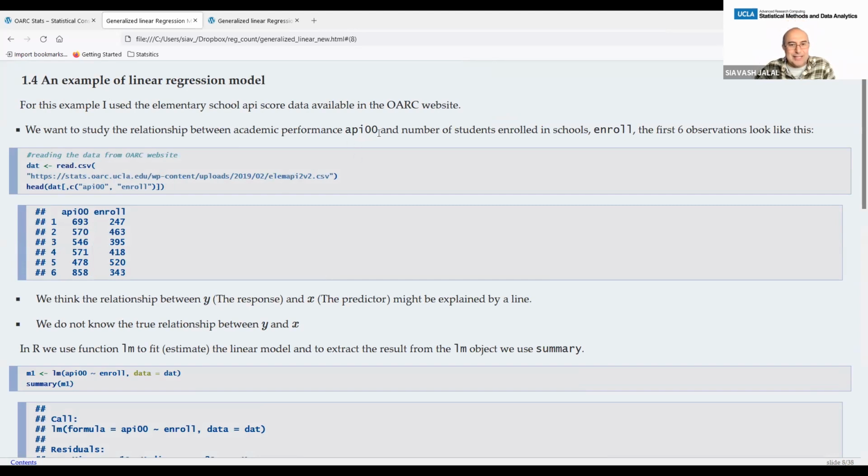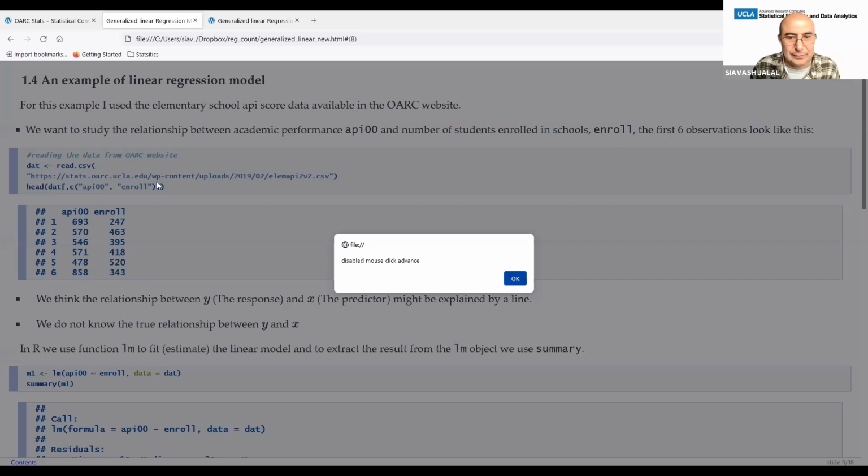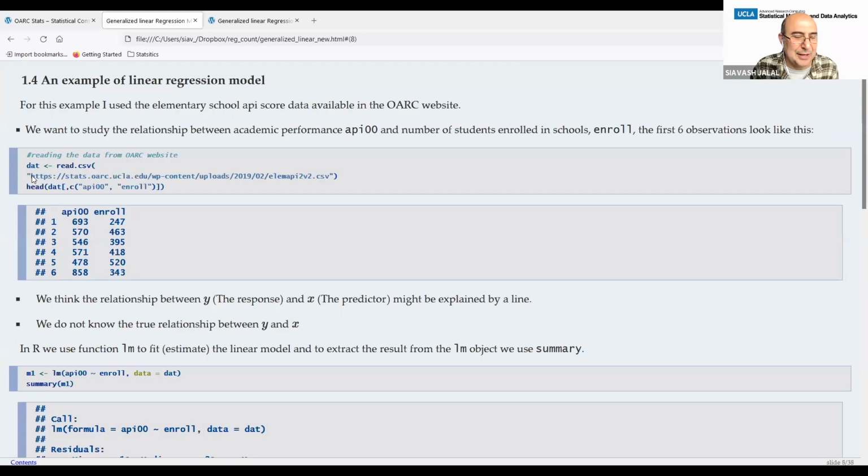So API score is the average student performance in 2000, and enroll is the number of students enrolled in the school. If you read the data and look at only these two variables, by the way, you can copy and paste this code and run it to see the result aligned with the workshop. This is online, and you don't need to download it. You can just read it from this website.